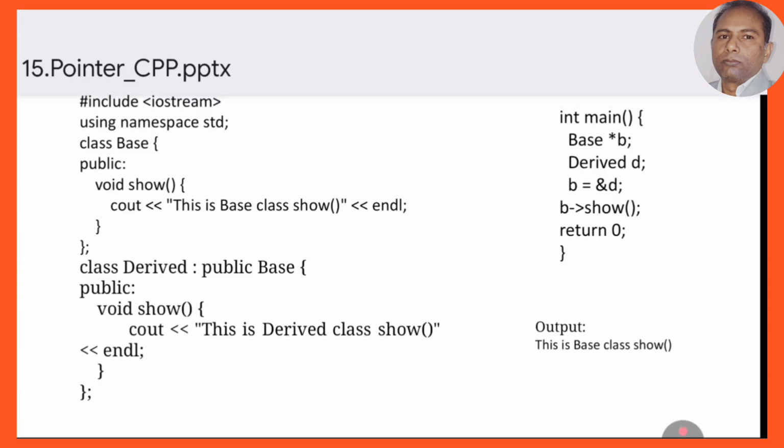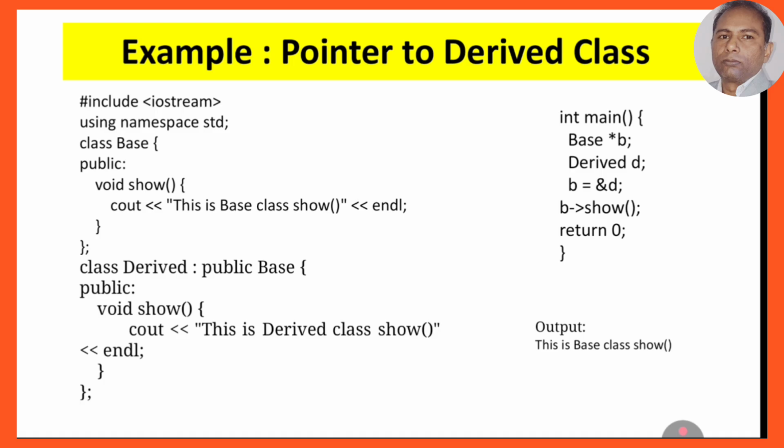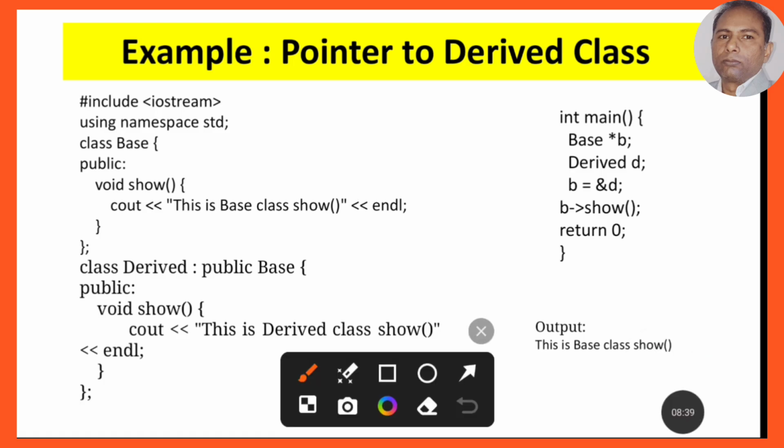We can have one example here of what a pointer to the derived class means. Initially we write the name of the header file, then the standard keyword. Then we create one base class here, with the public access specifier. We have made one function inside the base class, where we are displaying the output. This is the base class. Then we have inherited one derived class from the base class, and made one function show in the derived class.